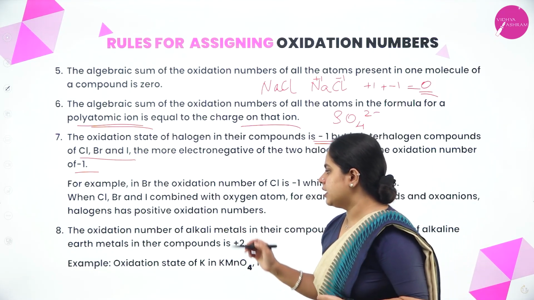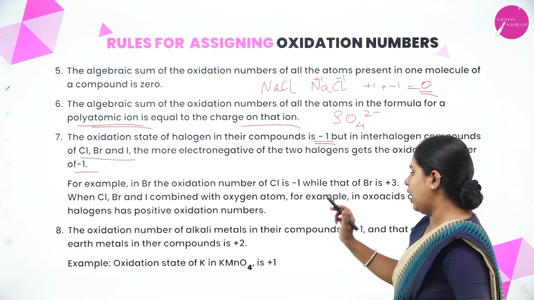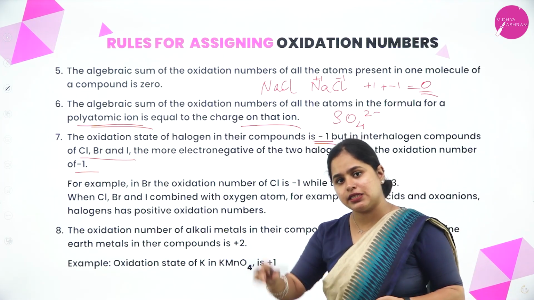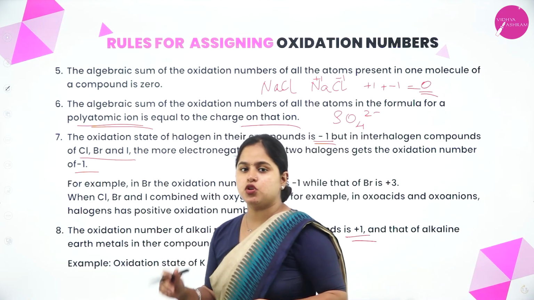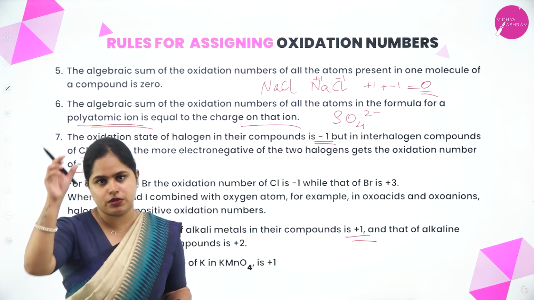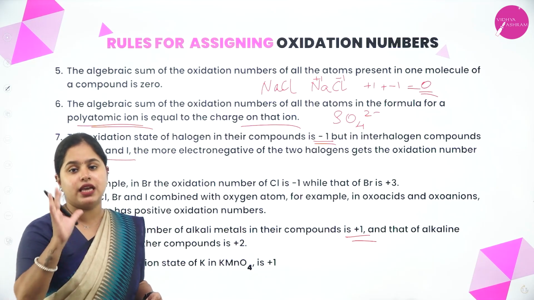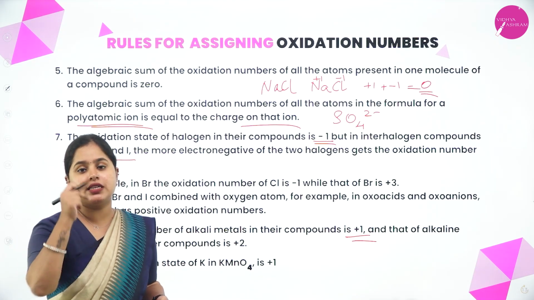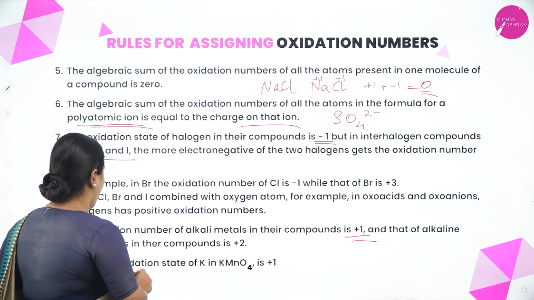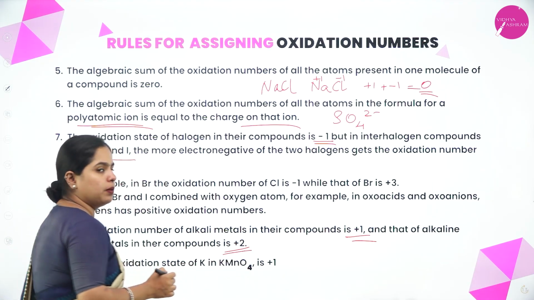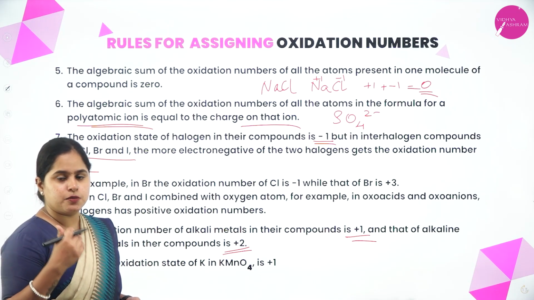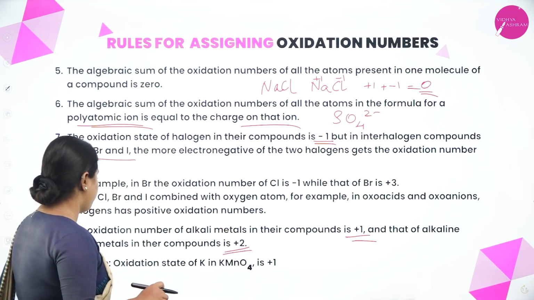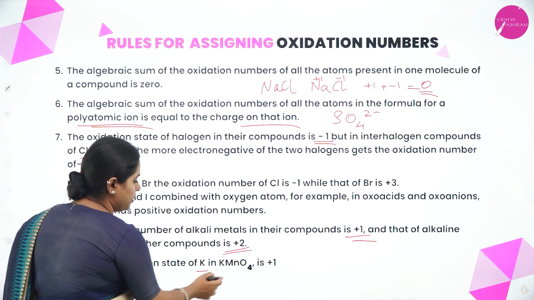Right? Okay. The next one is that the oxidation number of alkali metals in their compounds is +1. Alkali metals are the first group metals: lithium, sodium, potassium, rubidium, cesium, francium. Always their oxidation number will be +1. And the second group, that is alkaline earth metals, always their oxidation number will be +2. That is beryllium, magnesium, calcium, strontium, barium, radium. So, for example, the oxidation number of potassium in KMnO4.